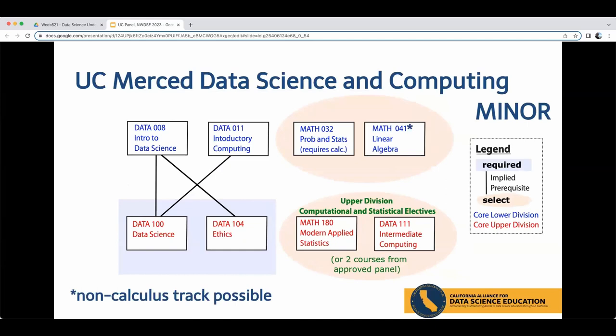And then we also have a minor that's related to this. The classes are similar, but you take fewer classes. But what's interesting about this minor is that there is this non-calculus track. It's possible to have a data science minor without calculus. So you skip all the calculus courses, and what you take instead is this linear algebra matrix analysis course as your math course, which won't require any calculus.